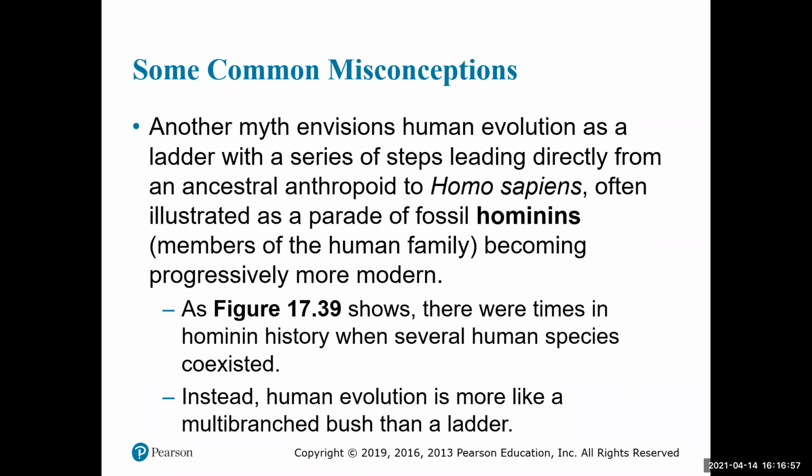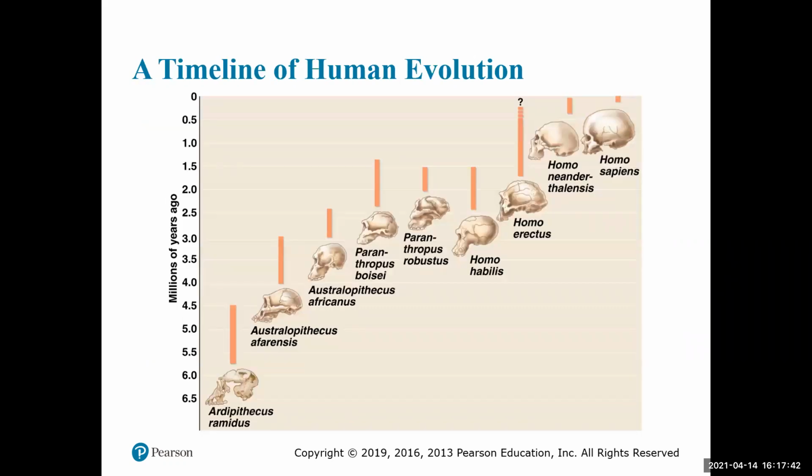And so evolution is not this ladder series of steps leading directly to Homo sapiens from chimpanzees. It is basically this progressive step of intermediate phases between our chimpanzee-like ancestor and our ancestor that led to Homo sapiens. So there were times throughout hominid history, early humans, where several human species actually coexisted at the same time. And so instead of it being this ladder-like structure, it's actually this multi-branching structure, right?